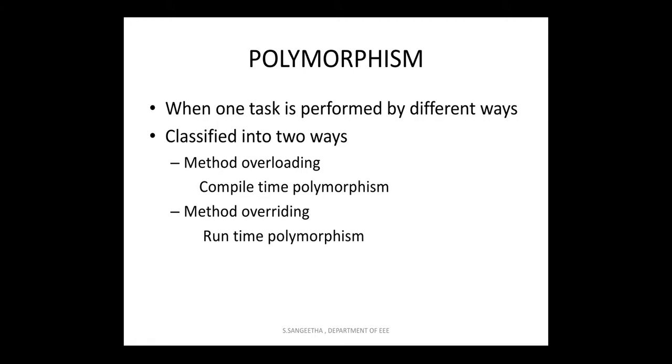Next, method overriding. Method overriding means if a subclass, that is a child class, has the same method as declared in the parent class, then it is known as overriding in Java.